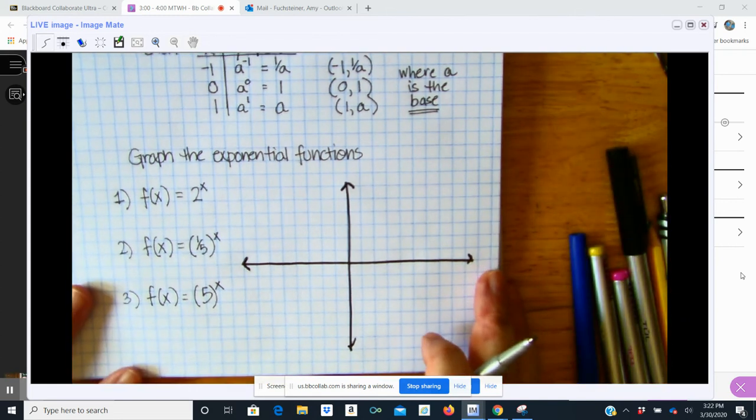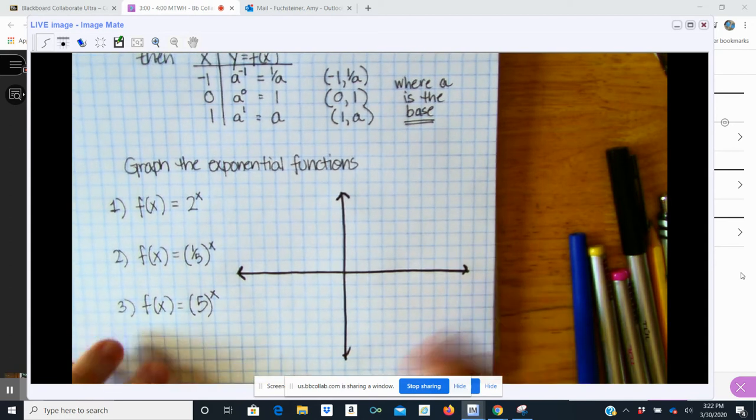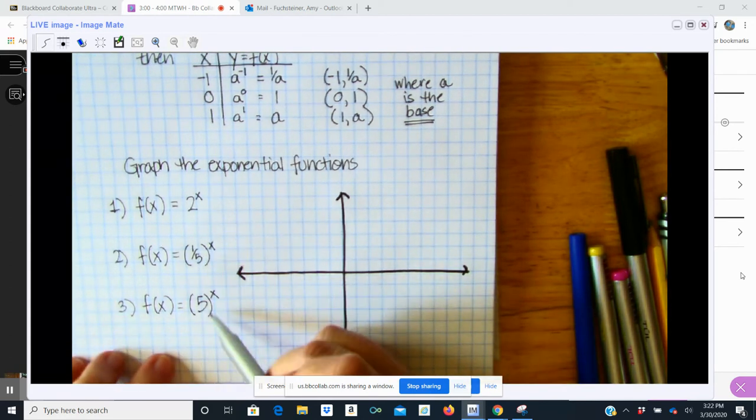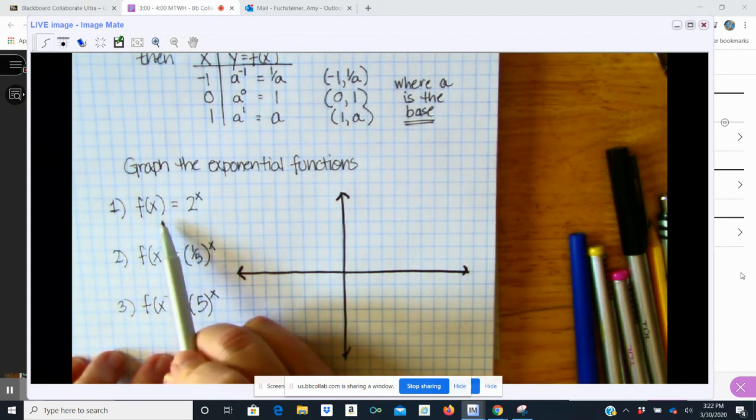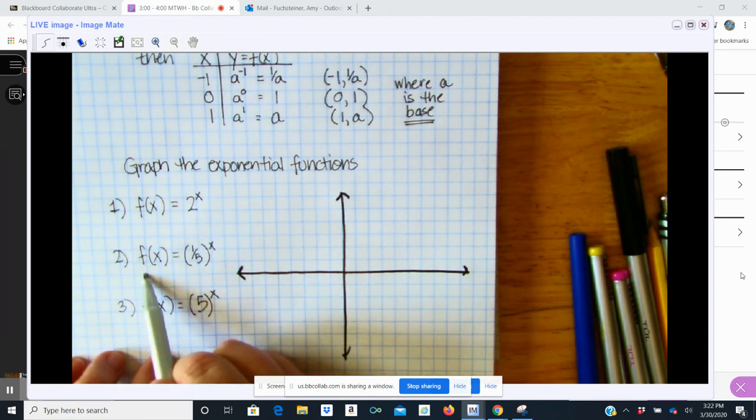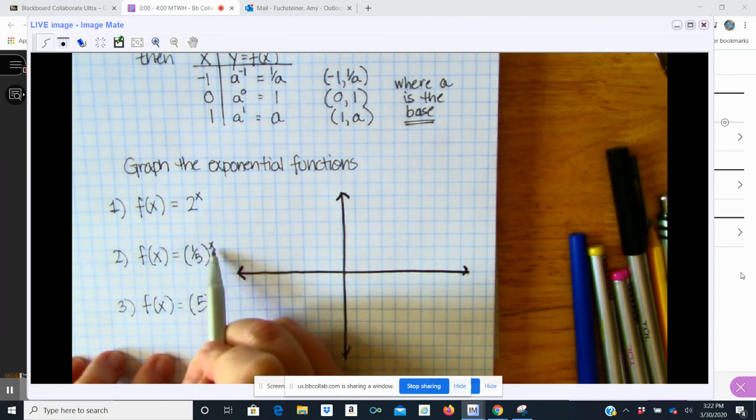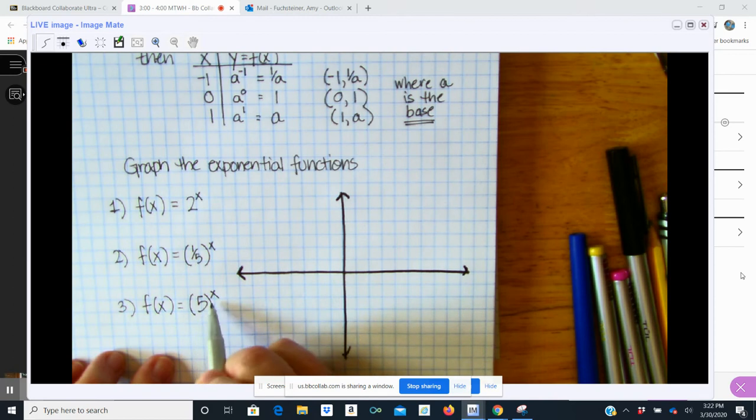I'm giving myself a big graph here. So we're going to graph the three exponential functions here. I've got f of x is 2 to the x, f of x is 1/5 to the x, and f of x is 5 to the x.